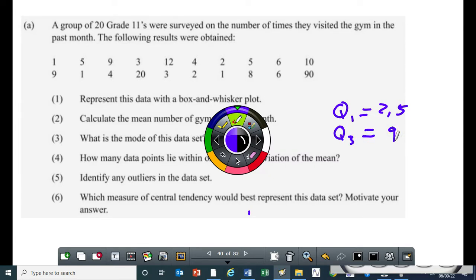Can you pay attention, please? So the interquartile range, IQR, is going to be equal to 9 minus 2.5, then this will give us 6.5. That's the interquartile range.